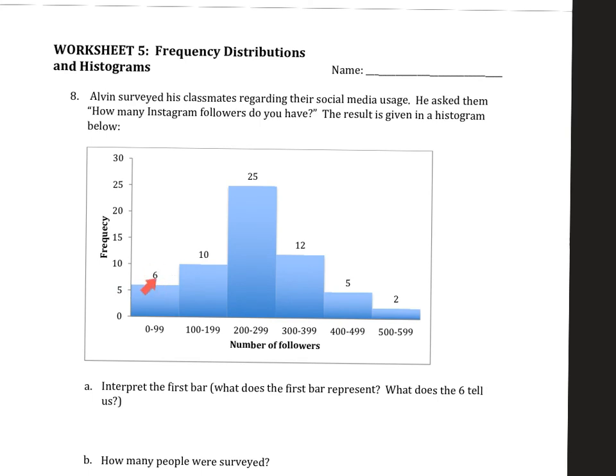That means there are 6 people who answered that they have a number of followers between 0 and 99. If I look at the next bar, it says 100 to 199, and 10 is the frequency. That means 10 people answered that they have this many followers, and so on and so forth. Okay, so I'm going to have you finish number 6, 7, and 8. That concludes this worksheet.